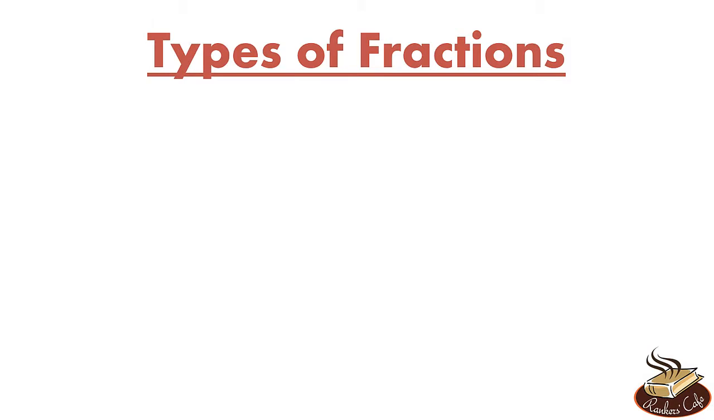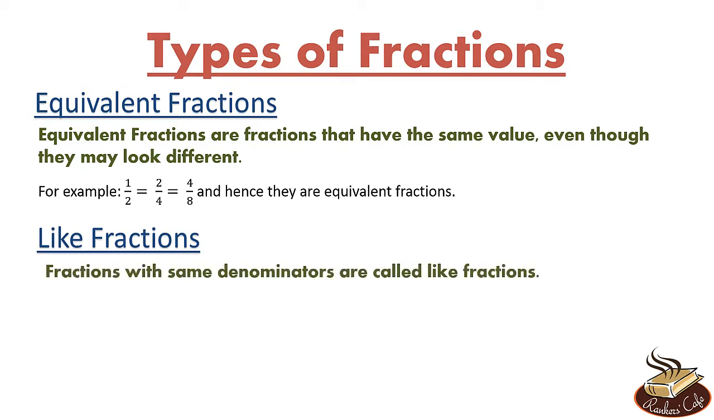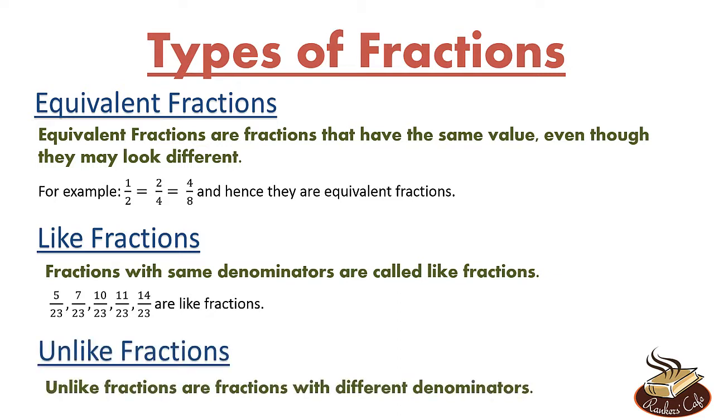Equivalent fractions are fractions that have the same value, even though they may look different. The fractions 1/2, 2/4 and 4/8 are equivalent fractions as they have the same value. Like fractions are fractions with the same denominator. For example, 5/23, 7/23, 10/23, 11/23, 14/23 are all like fractions as they have a common denominator of 23. Unlike fractions are fractions with different denominators.